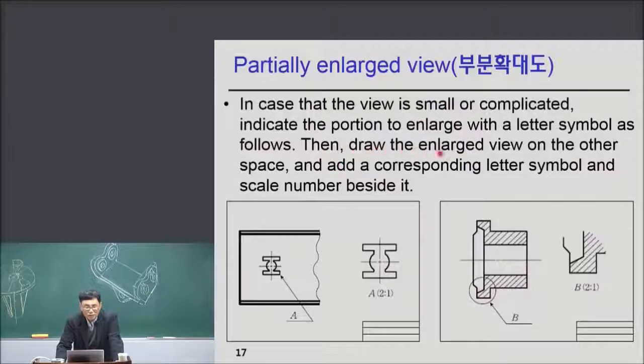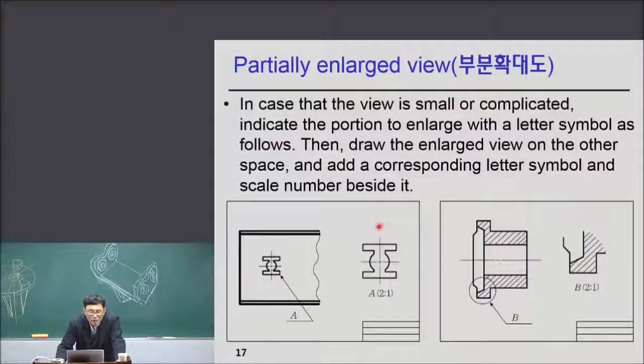letter symbols. Then draw the enlarged view on the other space on the paper, and add the corresponding letter symbols, A, and scale number beside it, 2 to 1, right? So maybe assuming that the real true length of this edge is 10 millimeter, then since it is an enlarged view, the real length in your drawing maybe 20 millimeters. Okay? What I'm saying is that this is 10 millimeter, but in the real drawing in enlarged view, the length is 20 millimeter.